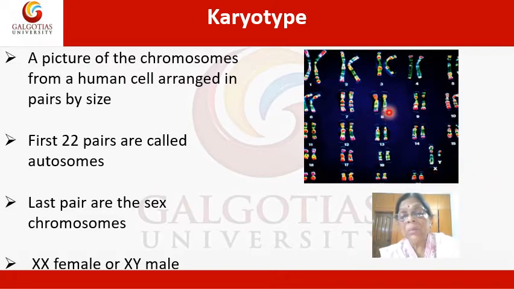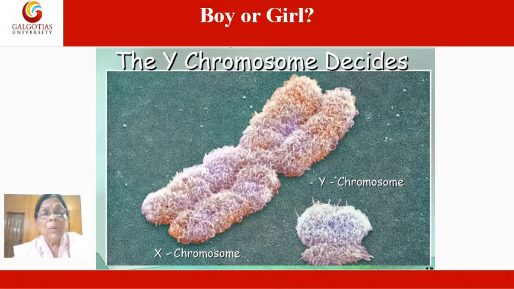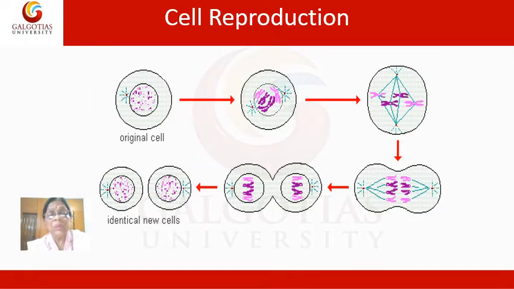Now this is the chromosomal structure of a male. This is the X chromosome and this is the Y chromosome. Now, boy or girl is decided by the X and Y chromosomes. If the combination is of two X chromosomes, then it is a female. A female has two X chromosomes, but a male has one X and one Y chromosome. The Y chromosome is a smaller chromosome.